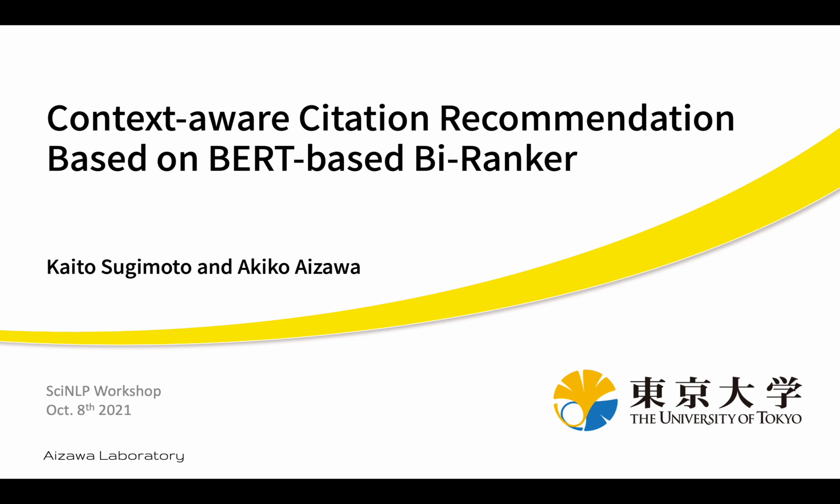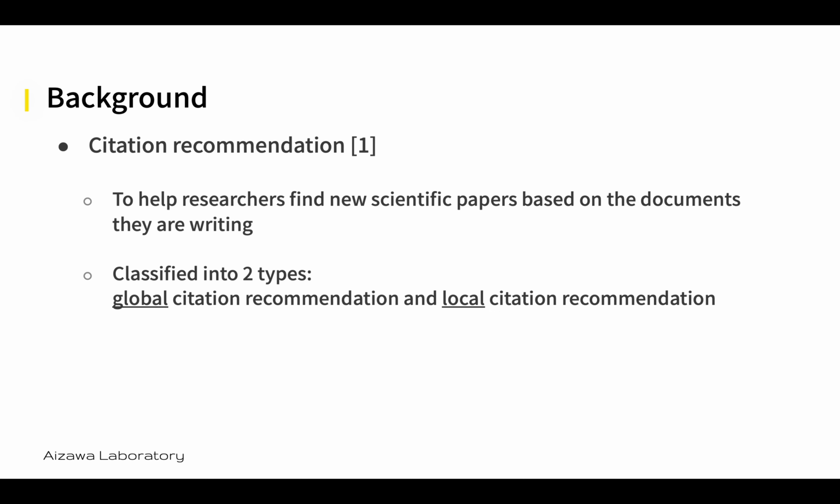In this video, I'll talk about context-aware citation recommendation based on a BERT-based reranker. As the number of published papers is increasing every year, it is becoming more and more difficult to search for papers to cite. Citation recommendation systems aim to solve this problem. The purpose of such systems is to provide scientific papers given some input documents or passages that researchers are writing.